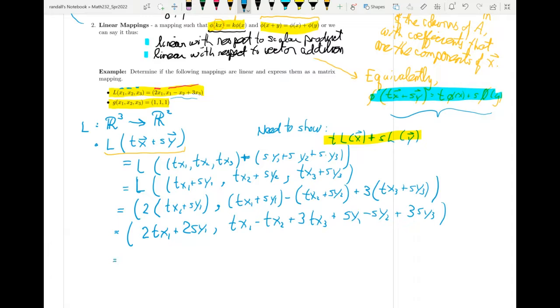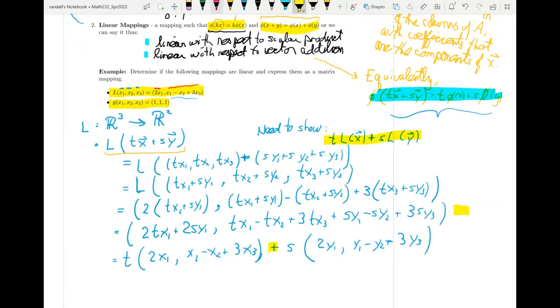And now I'm going to split this up in two vectors, one which has a coefficient of t, and I see that vector is going to be 2x1, comma, x1 minus x2 plus 3x3. All right. And then I get another vector here, which has a factor s, and its first component would be 2y1, and its second component is going to be y1 minus y2 plus 3y3. Okay, so now I've written this vector right here as a sum of two vectors, as a linear combination.